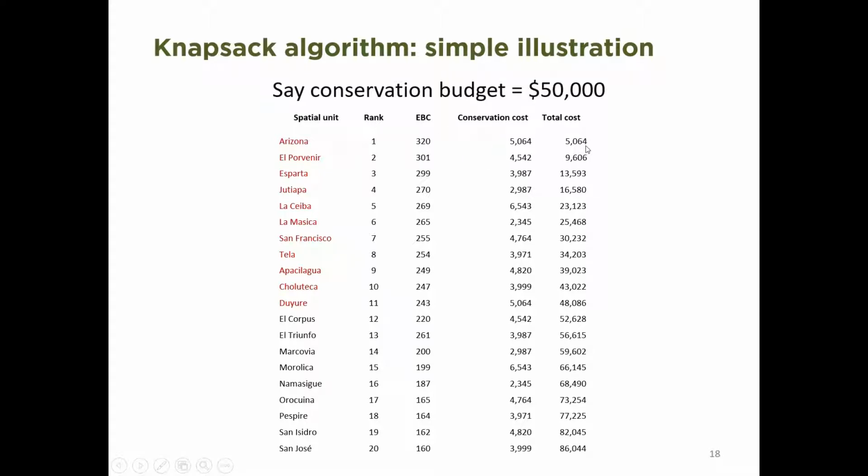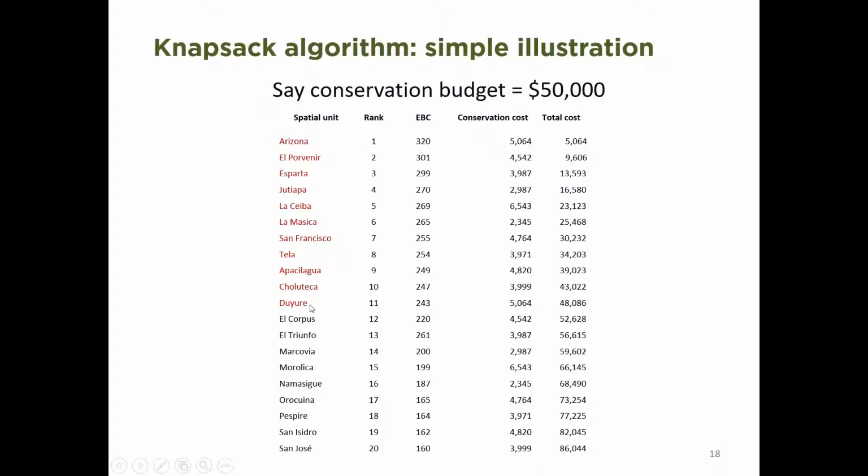That eats up about $5,000 of the $50,000 budget. It selects the second-ranked municipio, El Porvenir, and that eats up about $4,500 of the budget. So far, we've spent about $9,600. Then it selects the third-ranked one, and so forth, until it exhausts the entire budget, which happens after the top 11 municipios have been selected.